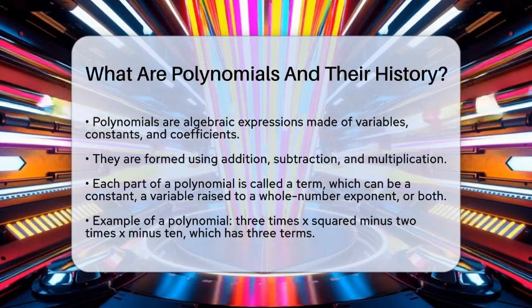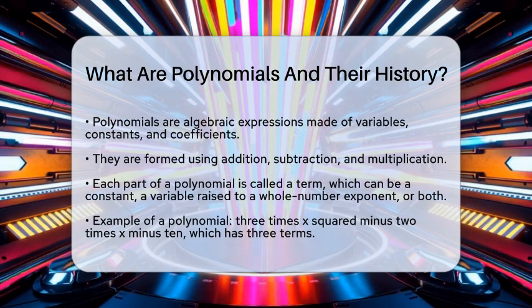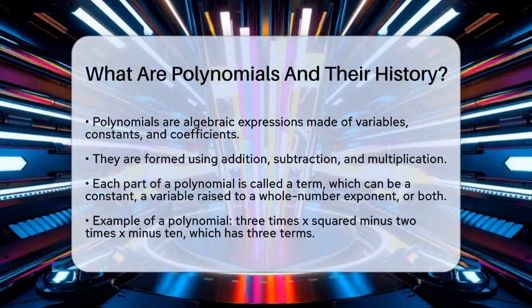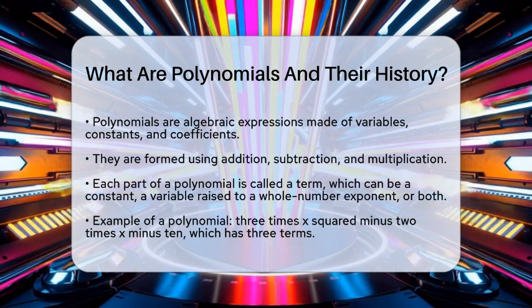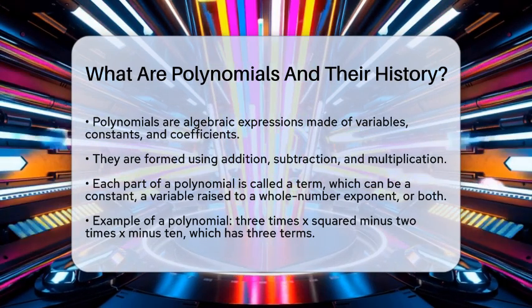They are combined using addition, subtraction, and multiplication. Each part of a polynomial is called a term. A term can be a constant, a variable raised to a whole number exponent, or both multiplied together.